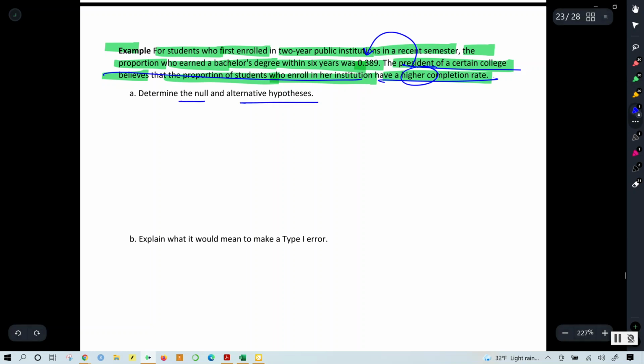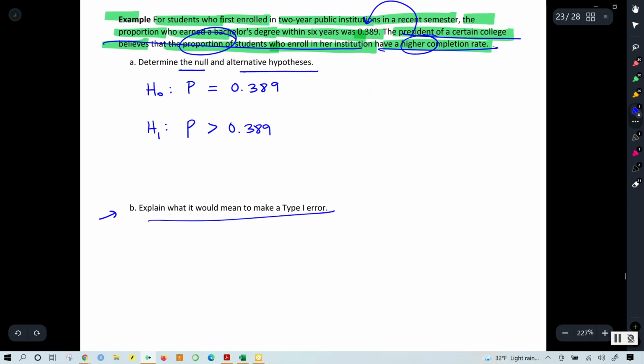So we have to determine the null and alternative hypothesis. Null, alternative. So if we're talking about proportion, p, higher than what? Higher than 0.389. And so this would be the alternative hypothesis. And question B, explain what it would mean to commit a type 1 error. Recall, this means rejecting the null hypothesis when in reality, the null hypothesis is true.